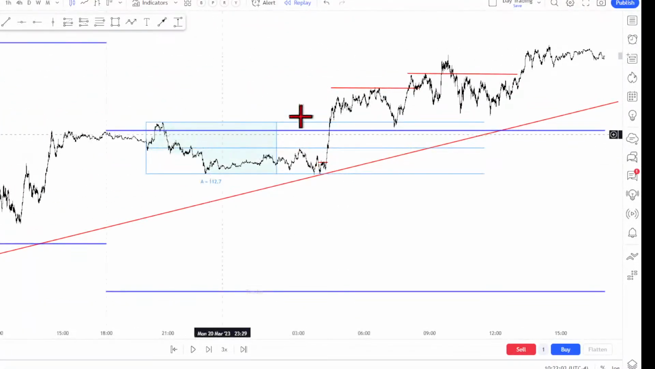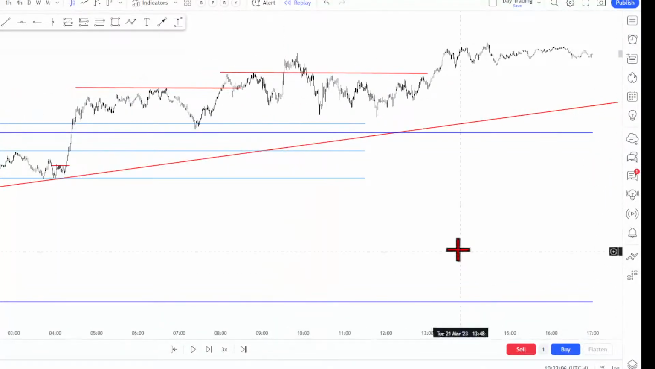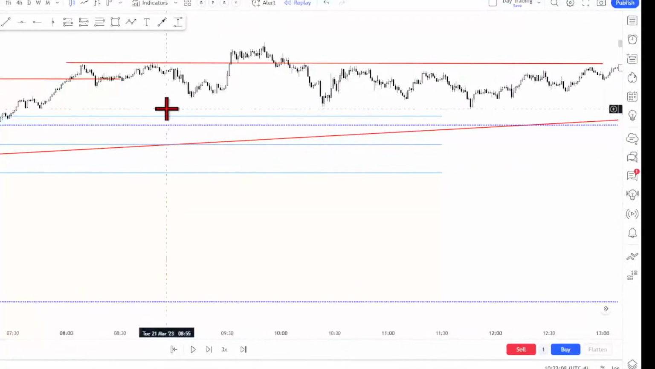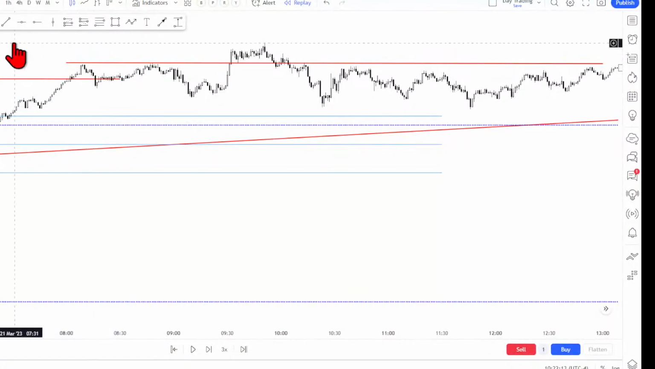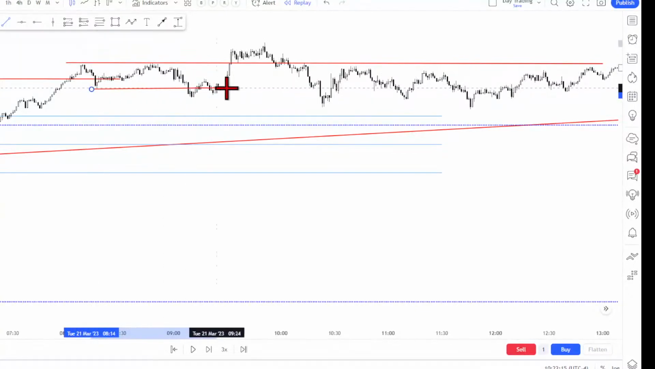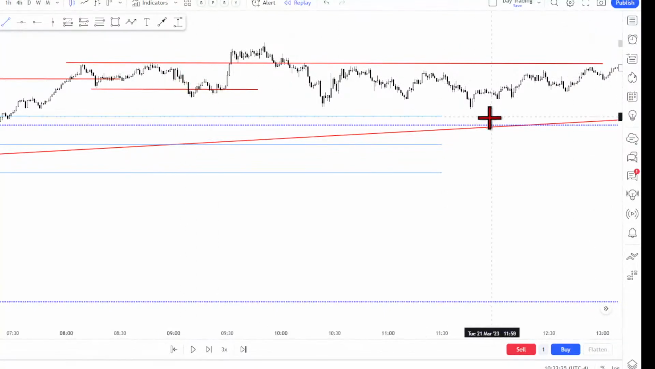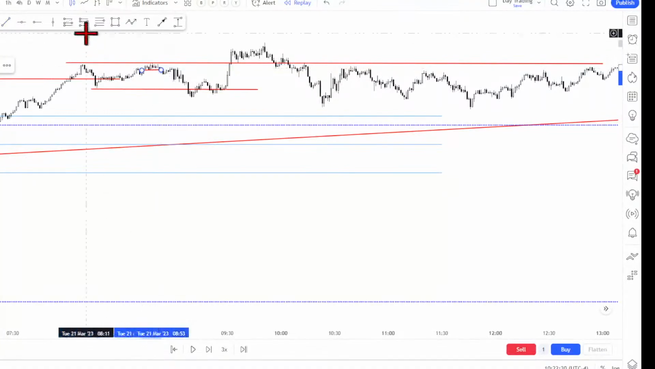Let me drop down to a 1 minute chart. Look at the times. Here is the low of 8 o'clock right here. And they come down on the 1 minute chart in three pushes.